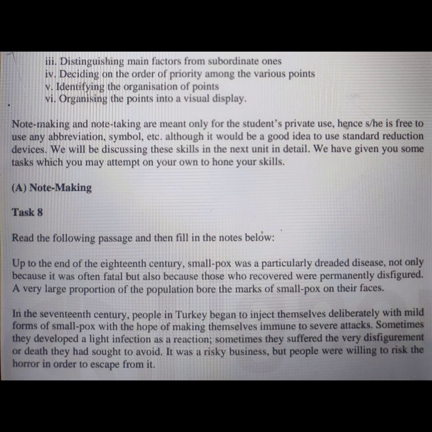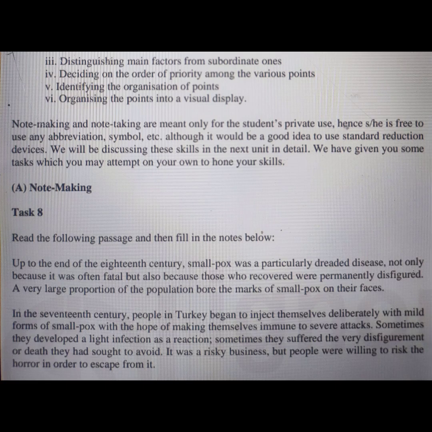Note-making and note-taking are meant only for the student's private use. Hence he is free to use any abbreviation, symbol, etc., although it would be a good idea to use standard reduction devices. We will be discussing these skills in the next unit in detail. We have given you some tasks which you may attempt on your own to hone your skills.